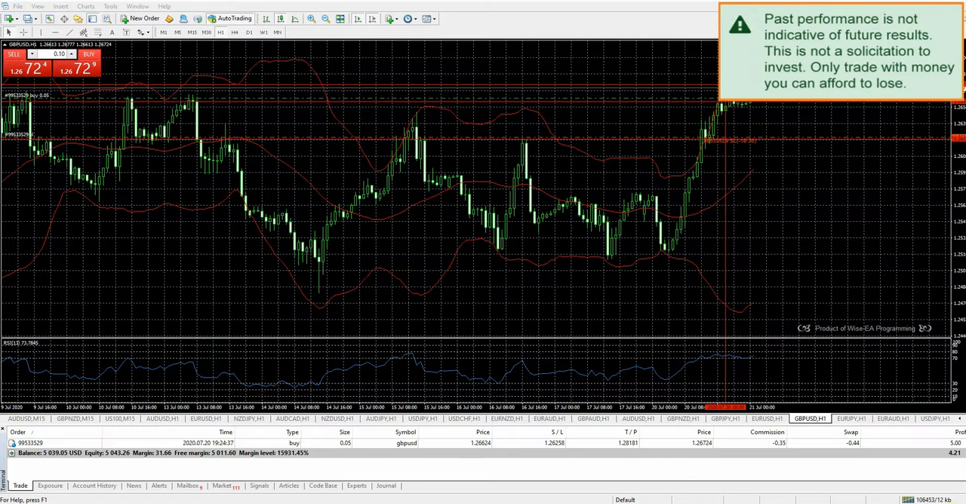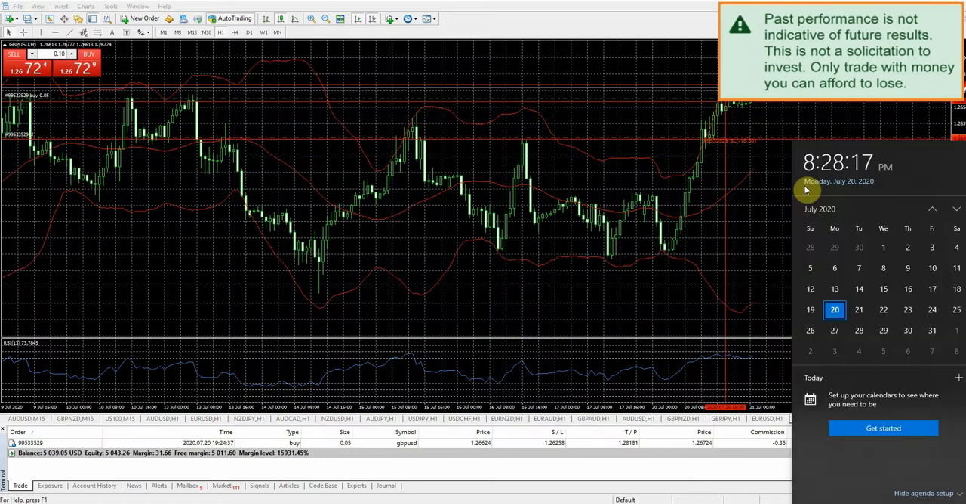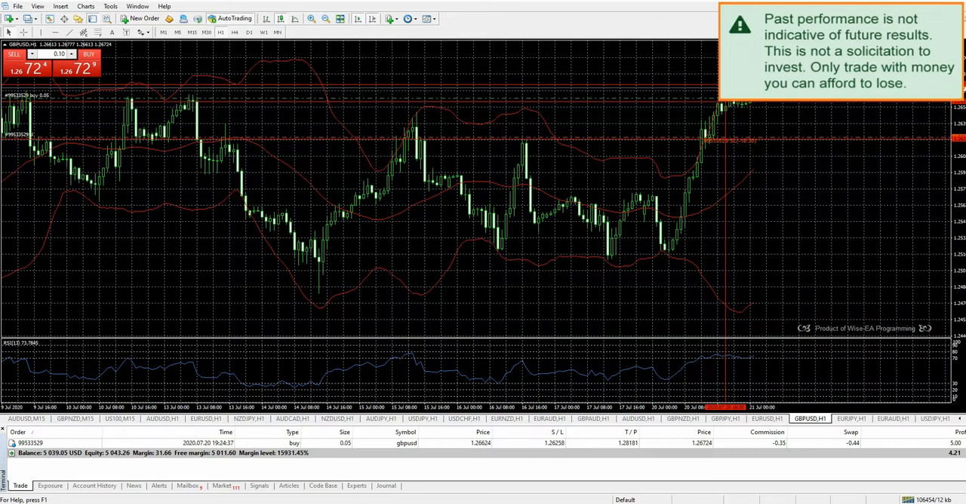Hey folks, just wanted to give you a quick update. It's now about 8:30 in the afternoon. Market has gone up to our first profit target. As you guys can see here, a percentage of it was taken out, specifically half. So we have 0.05 left over.